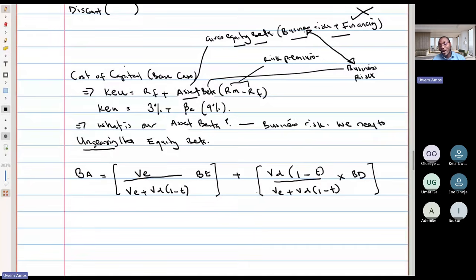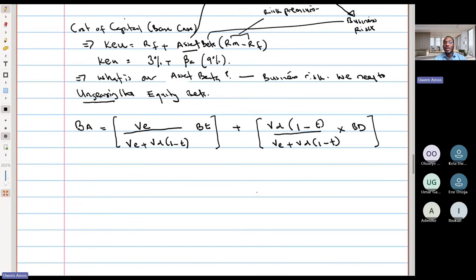Now, because we are trying to remove the debt, which is the financial risk, beta debt is always assumed to be 0 because we're trying to remove it. When you multiply 0 by any other value, the answer will be 0. So what it basically means is that the whole of this part is just 0. All right, so now that we know that, let's calculate what our beta asset would be.